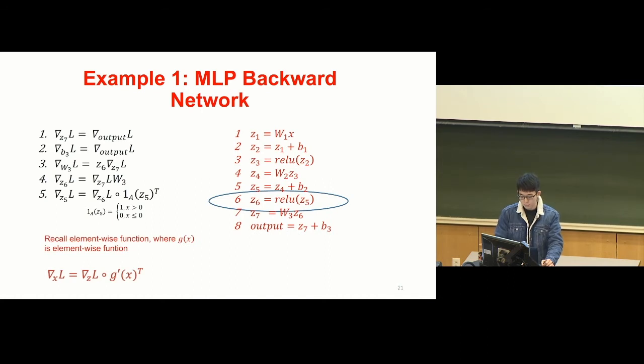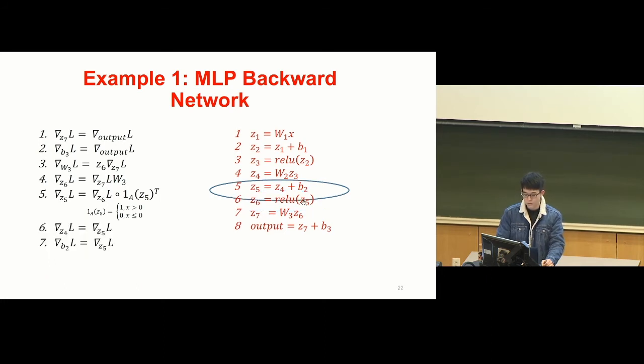The next step is the ReLU function. The ReLU function itself is an element-wise function, so its derivative would be an indicator function. To recall the previous slide, the partial derivative of L to Z5 equals the partial derivative of L to Z6, element-wise dot the derivative of the ReLU function to Z5.